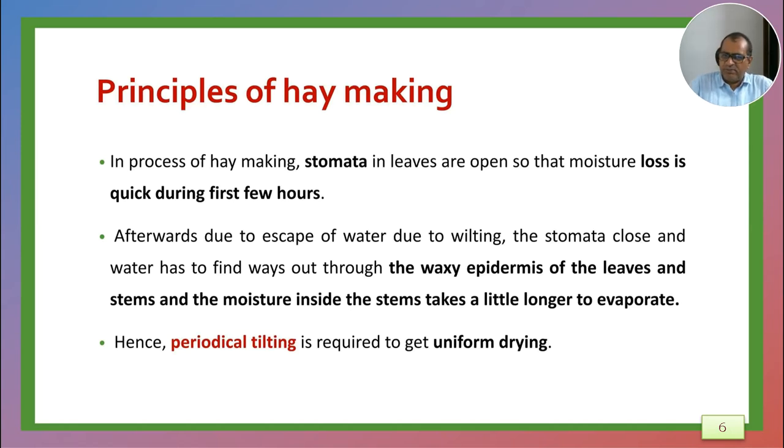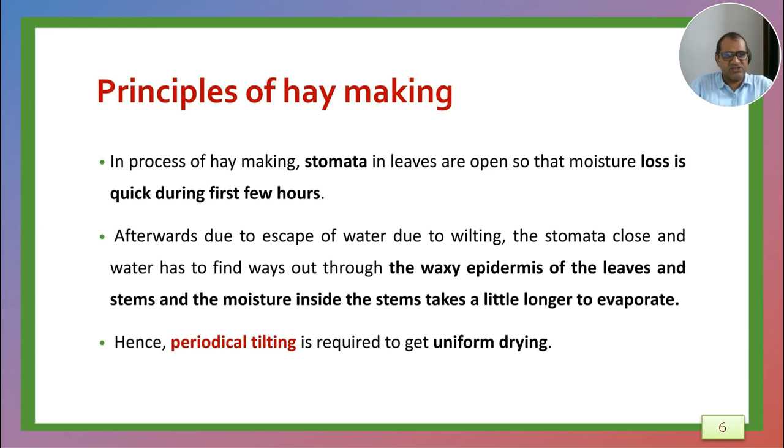What are the principles of hay making? In the process of hay making, stomata, the parts in the leaf that are open, allow moisture loss to be quick during the first few hours. Whenever the fodder is harvested, in the first few hours the stomata of the leaves are open, so moisture loss is more and more. Afterwards, due to the escape of water and wilting, the stomata get closed and the water has to escape through the waxy epidermis of the leaves.